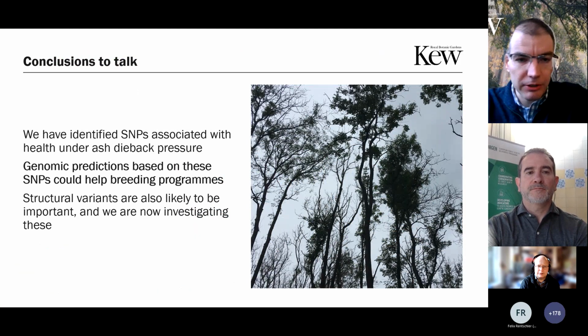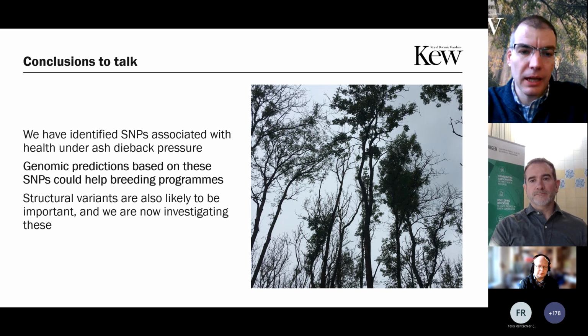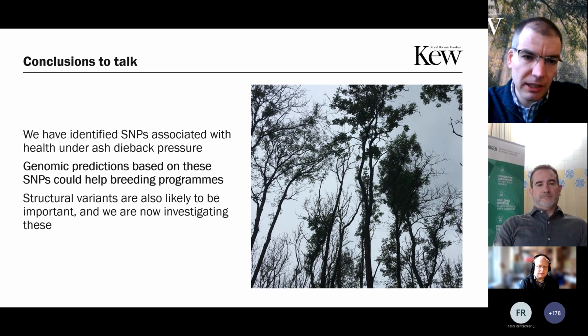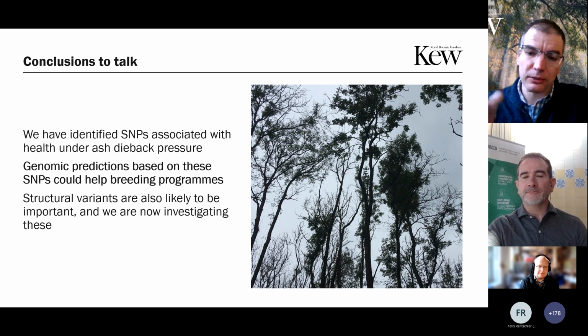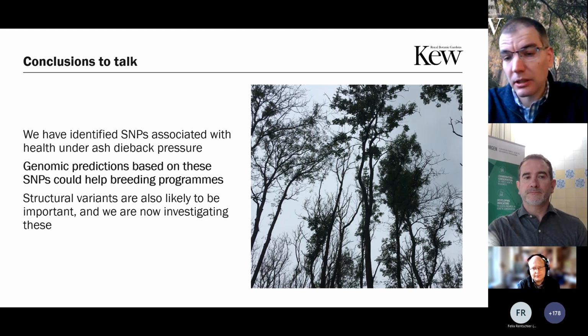So in conclusion, we've identified SNPs associated with health under Ash Dieback. And genomic predictions based on these SNPs could be helpful in breeding programs. But we think there's increasing evidence that structural variants are also likely to be important. This is much larger scale variants among genomes than just single base changes. And we're now investigating these.